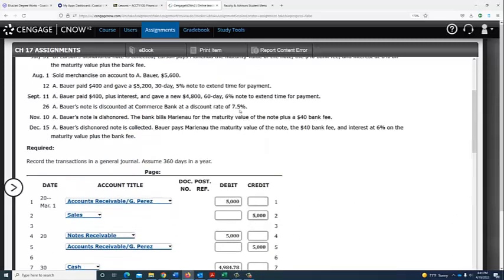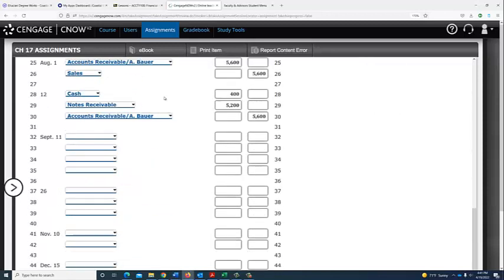On September 11th, Bauer paid $400 plus interest and gave a new $4,800 60-day 6% note. So he has renewed this note and has given us part of the principal and the interest that was owed. Okay, so the original note was $5,200 times 5% times 30 divided by 360. So that's $21.67 in interest. We had to calculate the interest ourselves and add it to the $400.